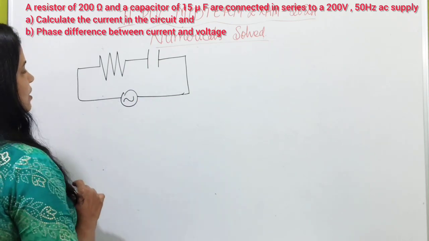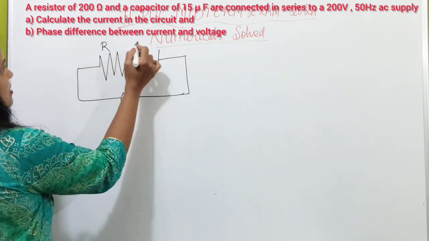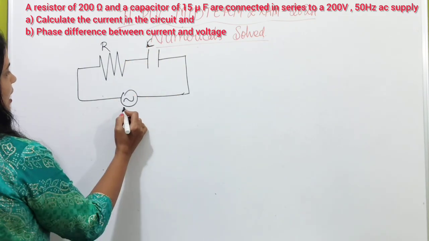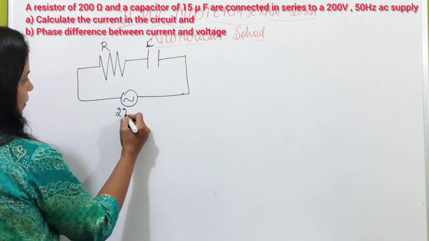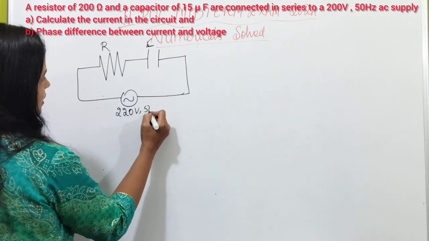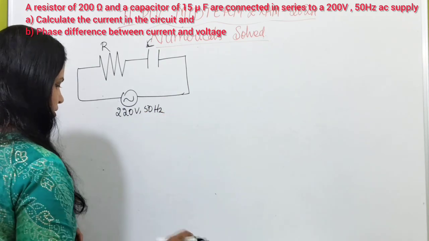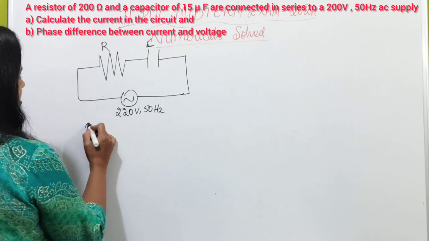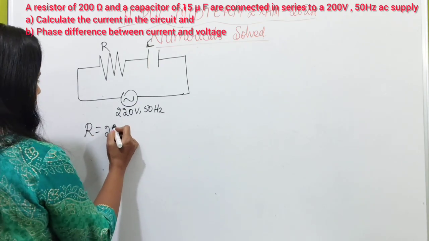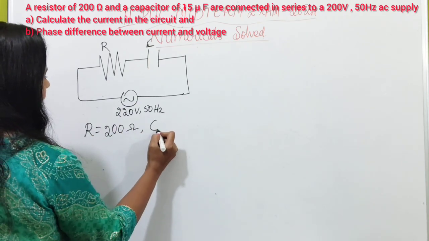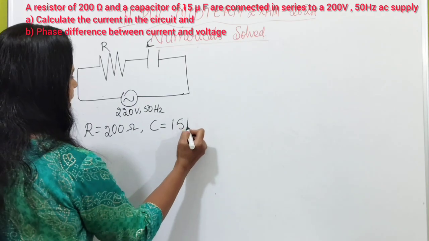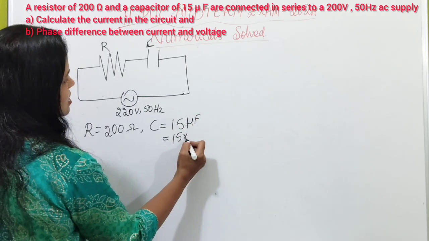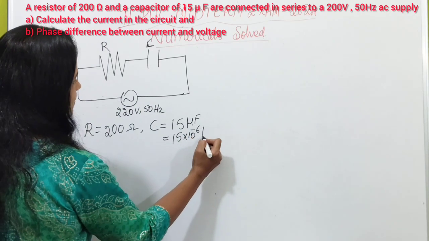This diagram is not needed. Resistance and capacitance are mentioned, okay? And this is AC supply, 220 volt 50 hertz. Resistor is 200 ohm and capacitance is 15 microfarad. Micro is 10 to the power minus 6 farad.